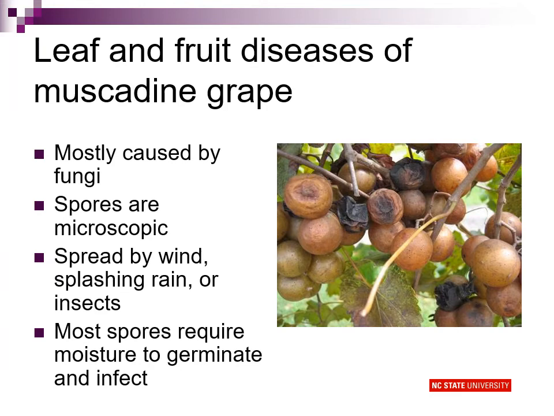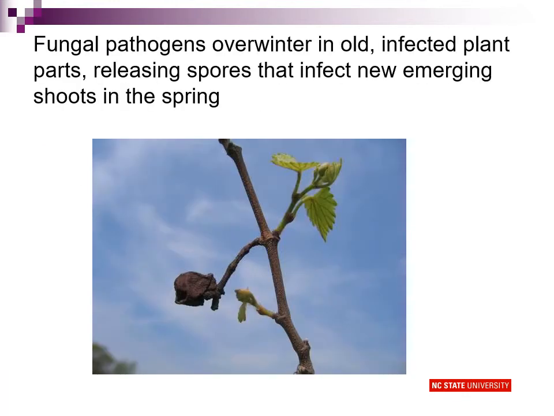The leaf and fruit diseases on muscadines are mostly caused by fungi, and they're microscopic spores that are spread by wind or splashed around by rain or carried by insects, and they require moisture to germinate and infect. Generally, they're overwintering right up in the vine, so you'll see these old fruit pedicels or old grapes still hanging around up in the plant, and these are releasing spores in the spring and that infect the new emerging shoots.